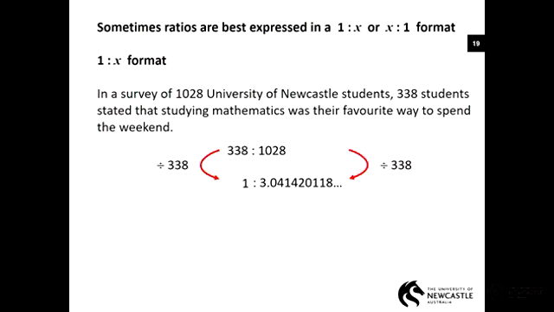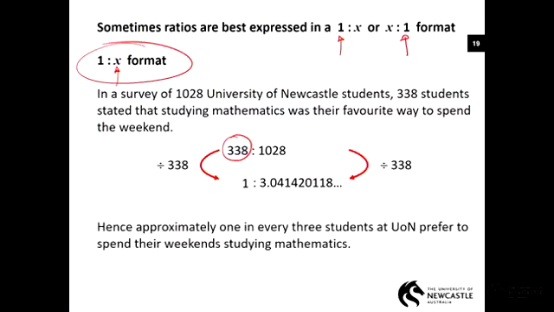So we might get asked a question, express this ratio in a 1 to x format. What's x? Remember, x is a variable. All a 1 to x format is saying is make the left 1. And what's the easiest way to turn a number into 1? Divide by itself. That's it. Okay, so this 1 to x or x to 1 format is just saying, this is saying force the left to be 1, this is saying force the right to be 1, and the other number is just whatever it happens to become. Okay? Hence, approximately 1 in every 3 students prefer to spend their weekend studying maths.